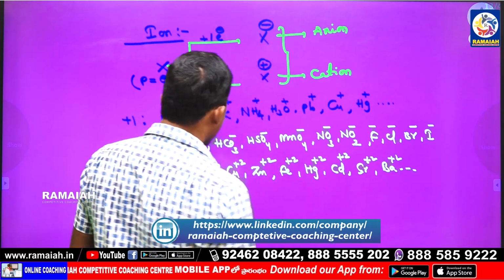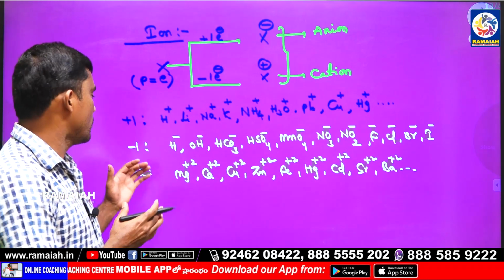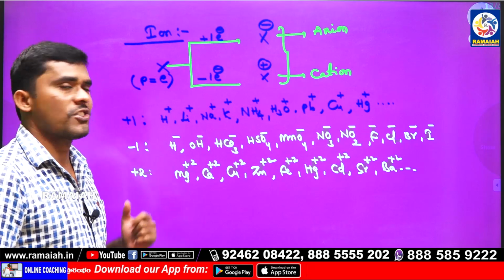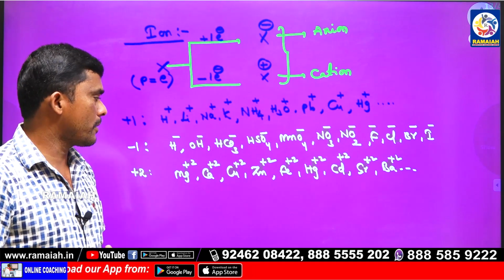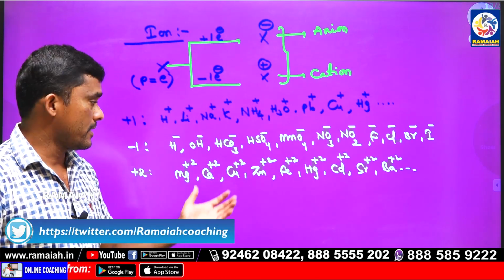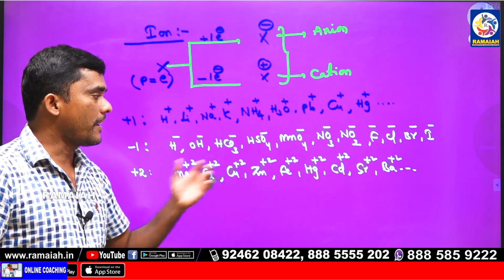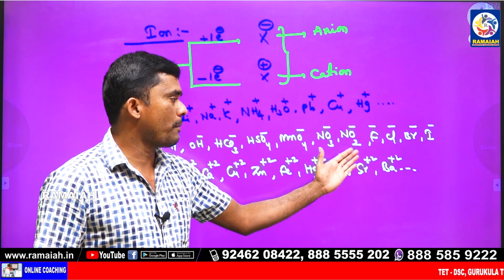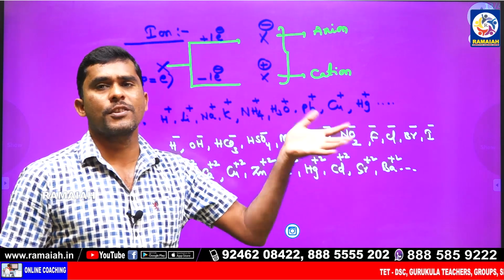Okay, these are all dipositive ions. Magnesium ion, calcium ion, copper ion, zinc ion, iron ion, mercury ion, cadmium, strontium, barium, nickel, etc.